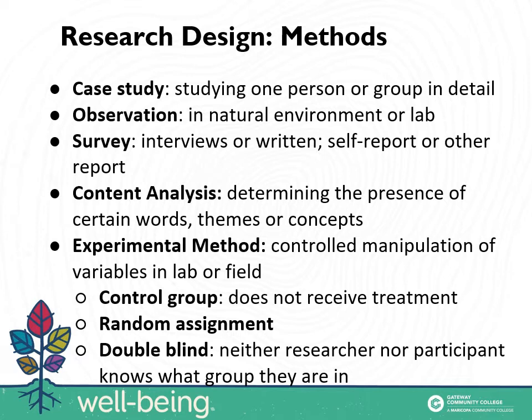But one of the smart things to do if you're testing a variable is to have a control group. So you have a treatment group and a control group. The treatment group gets the treatment and the control group does not. And then you compare the results between those two groups. Random assignment means that people don't know which they're going to get. Double blind means that the researcher also doesn't know who's in which group.